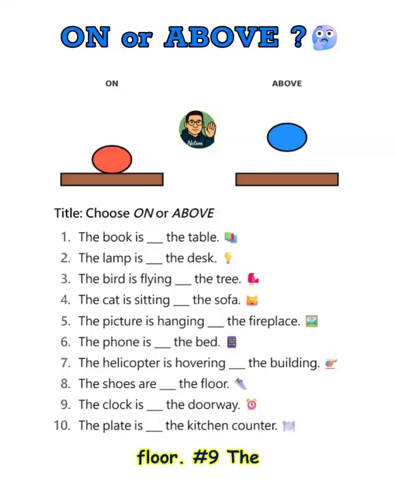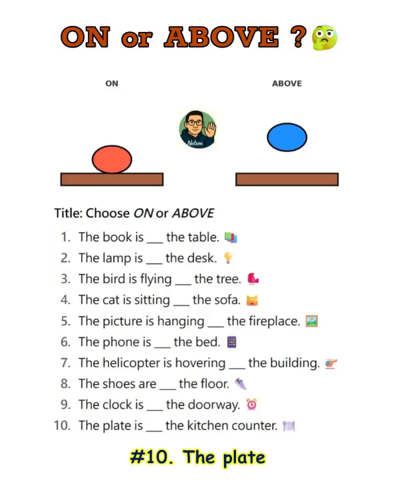Number 9, the clock is blank the doorway. What do we use here? The clock hangs higher than the doorway, not touching it. So the answer is above. The clock is above the doorway.